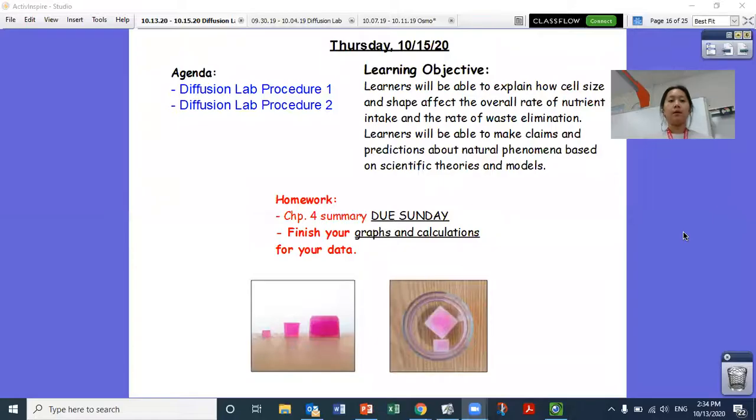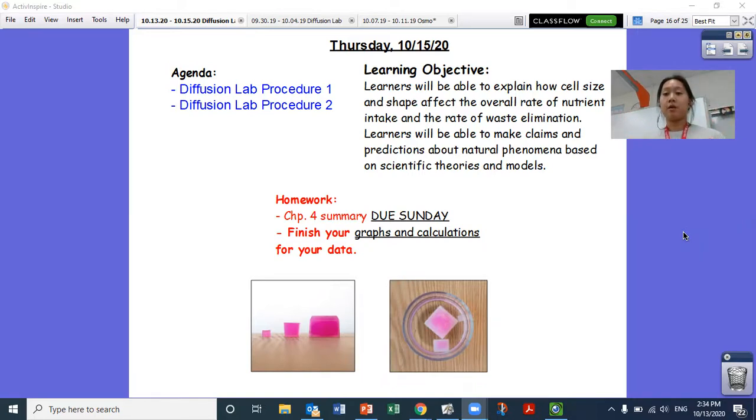And so we're going to do procedures 1 and 2 in one go. And so you'll have 3 things to take data on, 3 things to do calculations on, and 3 things to graph all at one time instead of doing this across multiple days. Now, the objective is the same.